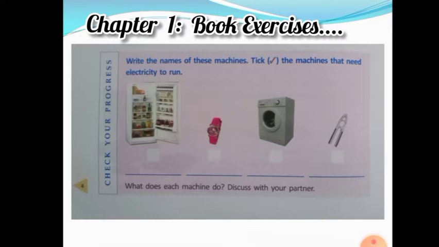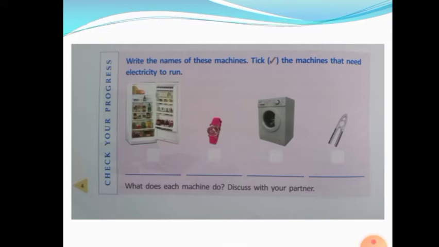Today we are going to do the book exercises of chapter 1, A Supercomputer. Take page number 4 in your content book. Shall we read the question? Write the names of these machines. Tick the machines that need electricity to run.